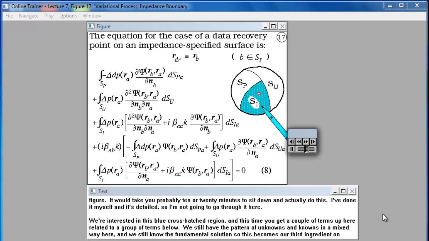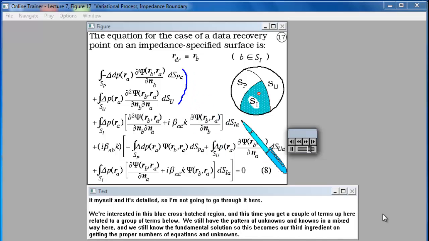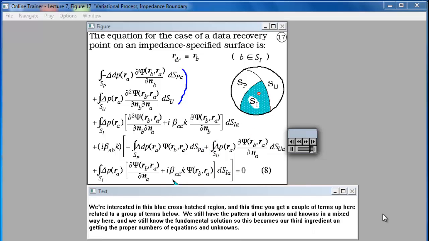We're interested in this blue cross-hatched region, and this time you get a couple of terms up here related to a group of terms below. We still have the pattern of unknowns and knowns in a mixed way here, and we still know the fundamental solutions, so this becomes our third ingredient on getting the proper numbers of equations and unknowns.